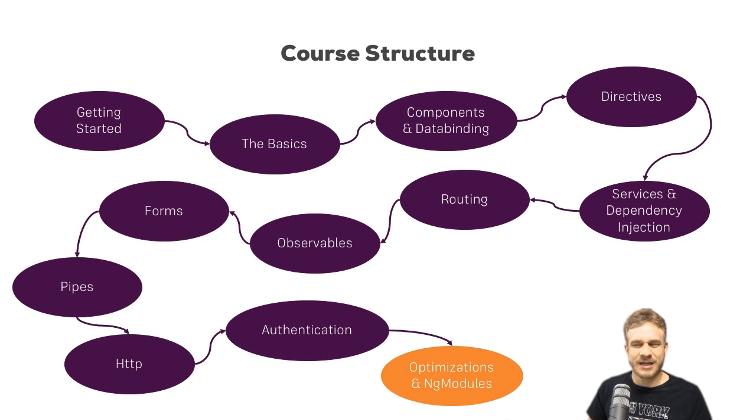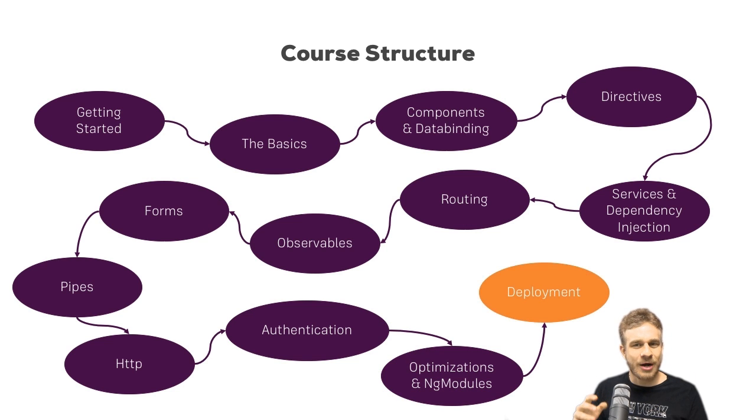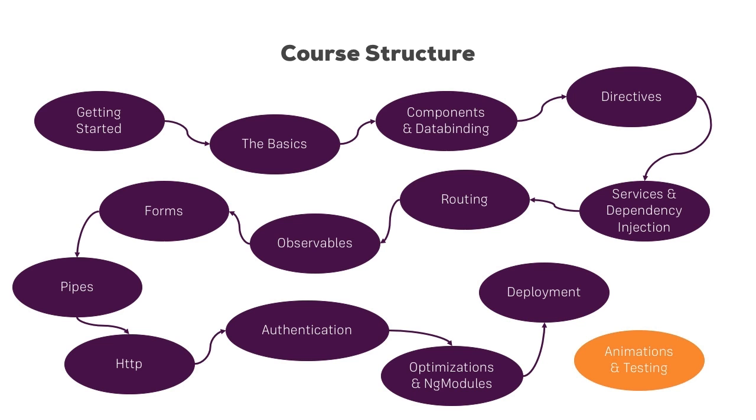Then we're going to have a look at some optimizations we can put into place and how we can manage different modules in our application, something you will really understand once we are at this point. And then we're going to deploy an application and learn how we can get our Angular application from our local machine to a place in the internet where we can view it. And if that's not enough for you, we're also going to have a look at animations and testing Angular applications.